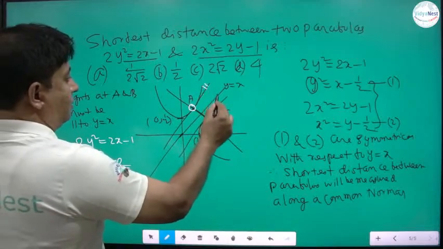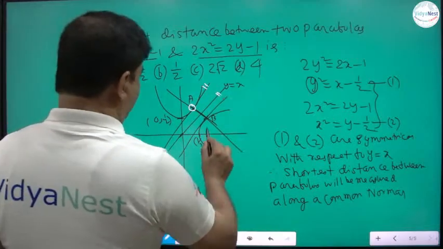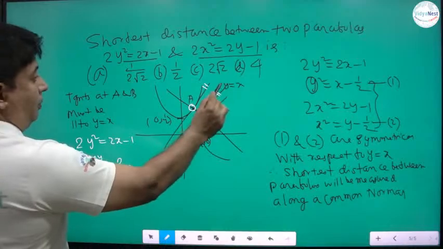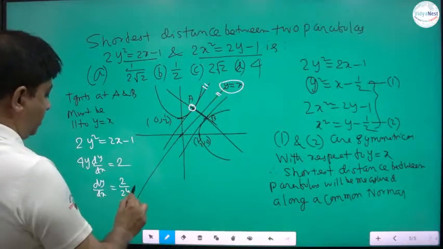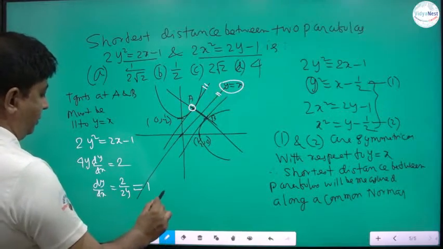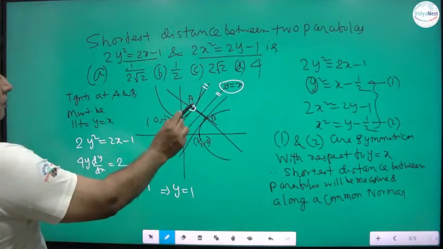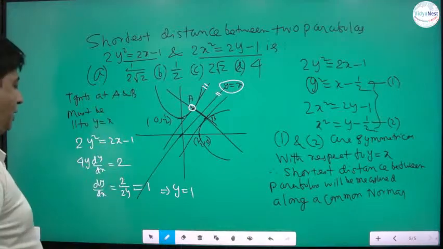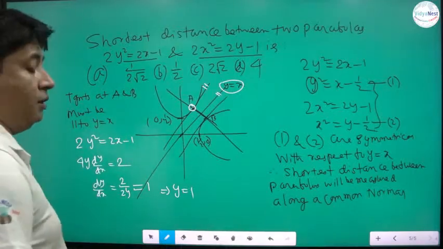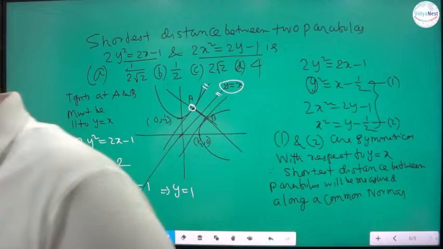But as this line is parallel to this line, the slope of this line is 1. So I can make it equal to 1. So y is 1. So the point of contact's y component we have got 1.